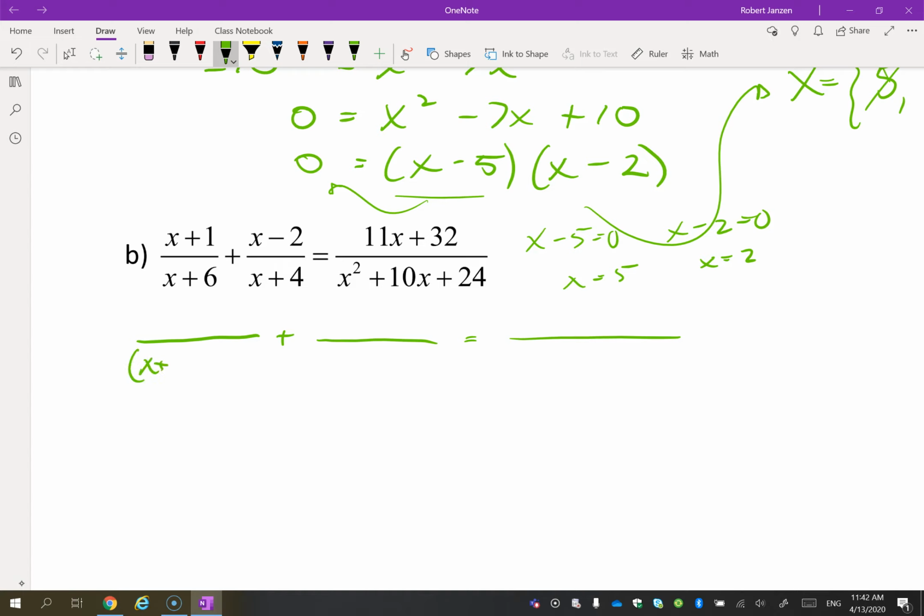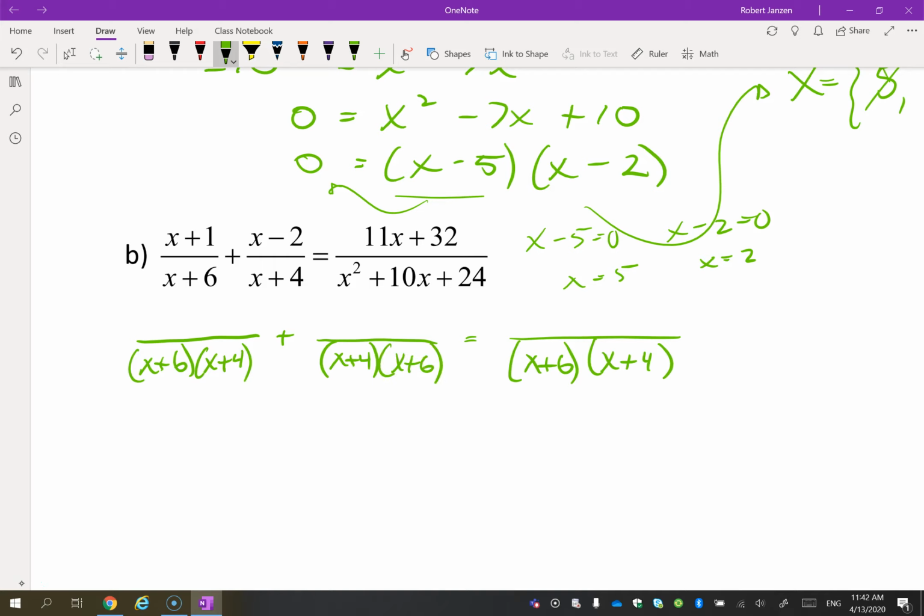Okay, I'm going to put an x plus 6 here. I got x plus 4 here. And what do you know, when you factor this, you get x plus 4 and x plus 6. How convenient. So how do I make these lowest common denominators? Well, this one needs an x plus 4, and this one needs an x plus 6.